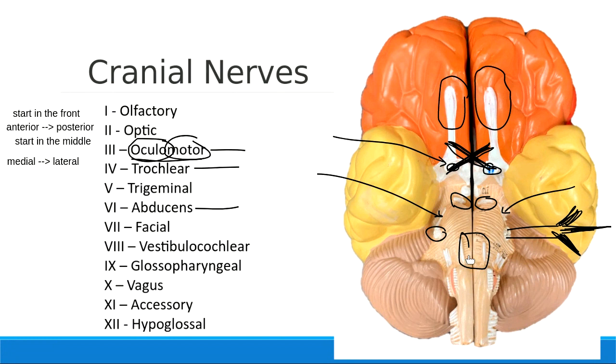Then we get into some places where cranial nerves live really close to each other. So that makes them a little bit more challenging. Let me see if I can zoom in any more. A little bit. Yep. Okay.